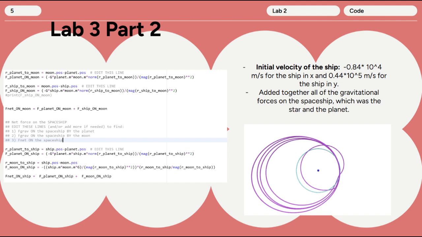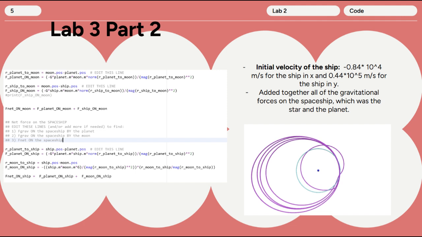For Lab Part 2, the masses and delta t were already determined. However, I had to find a velocity for the ship that would allow the star and the spaceship to orbit without crashing into each other or leaving the orbit. This velocity ended up being negative 0.84 times 10 to the 4 meters per second for the ship in X and 0.44 times 10 to the 5th meters per second for the ship in Y.